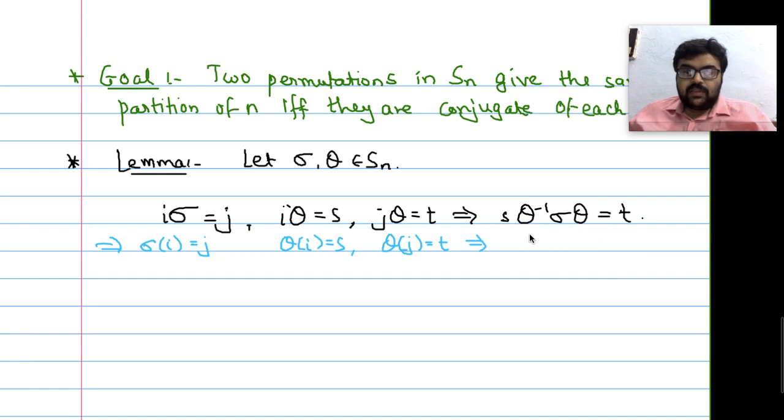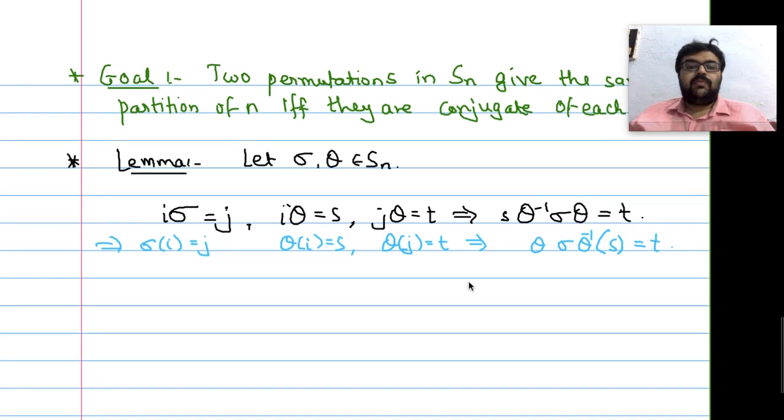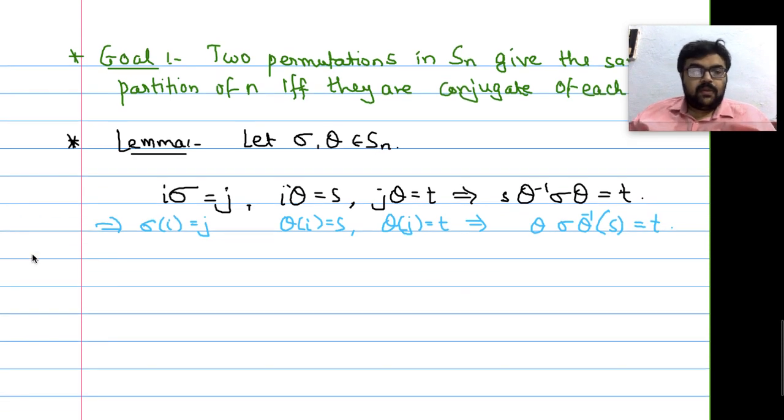So theta inverse sigma theta of s is applied here. So we better write theta inverse here, because theta inverse is applied first, so on the left in Herstein notation. So theta inverse sigma theta of s equals t. This is what we have to show, and the proof is not difficult, but the meaning is important. The proof is very easy. There is nothing to prove.